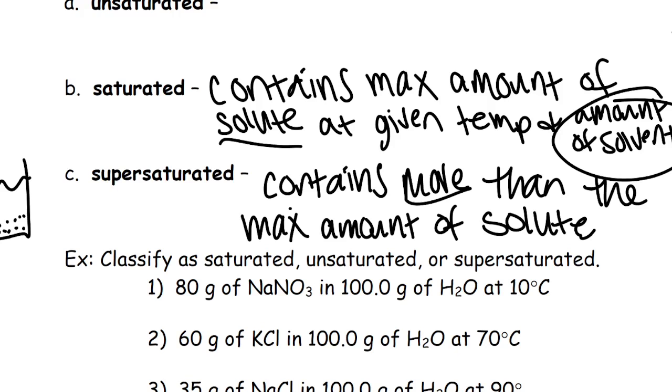So, a supersaturated solution. Generally, if you don't do anything to manipulate it in some way, you're going to see the solute undissolved at the bottom. It's just going to sit there, like the leftover Kool-Aid powder or sugar sitting at the bottom. However, we can manipulate it by changing the temperature and forcing that excess solute to dissolve.